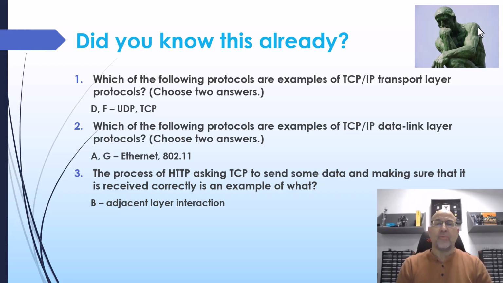Question number 2, which of the following protocols are examples of the TCP/IP data link layer protocols? Well, these are going to be our local area network protocols, right? Layer 1 and layer 2. So that was A and G, Ethernet and 802.11.